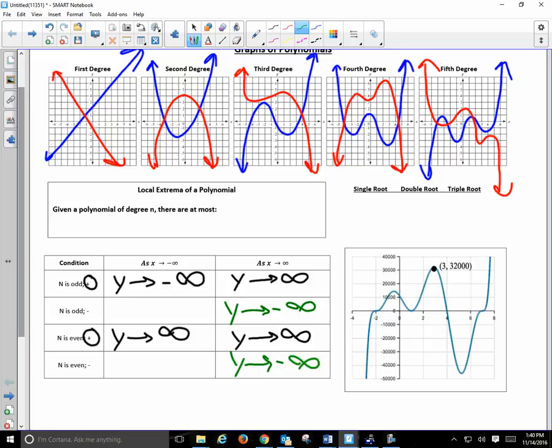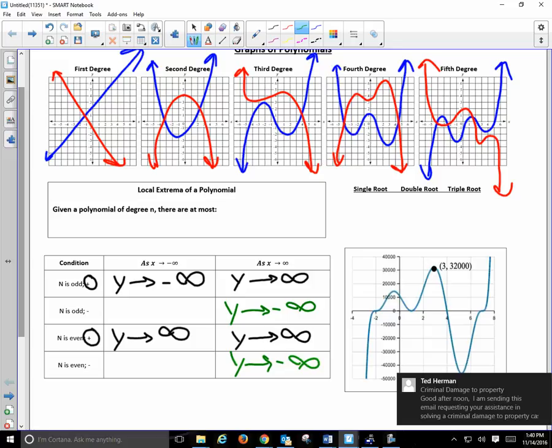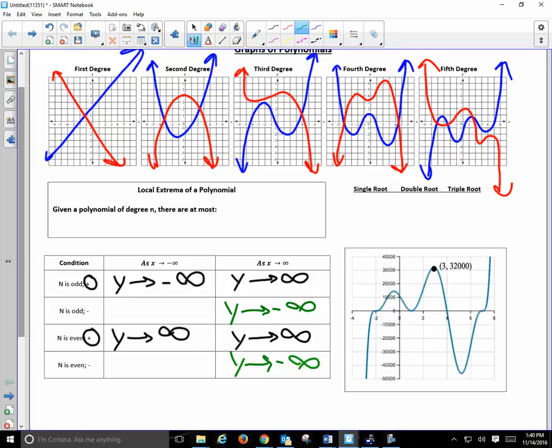If they are odd, they will start and end in opposite areas. But if they're even, they'll start and end in the same areas, right? Everybody see that? A second degree starts down, finishes down, or starts up and finishes up. A third degree either starts up and finishes down or starts down and finishes up. So even will be the same start and finish. Odd will be opposite start and finish.